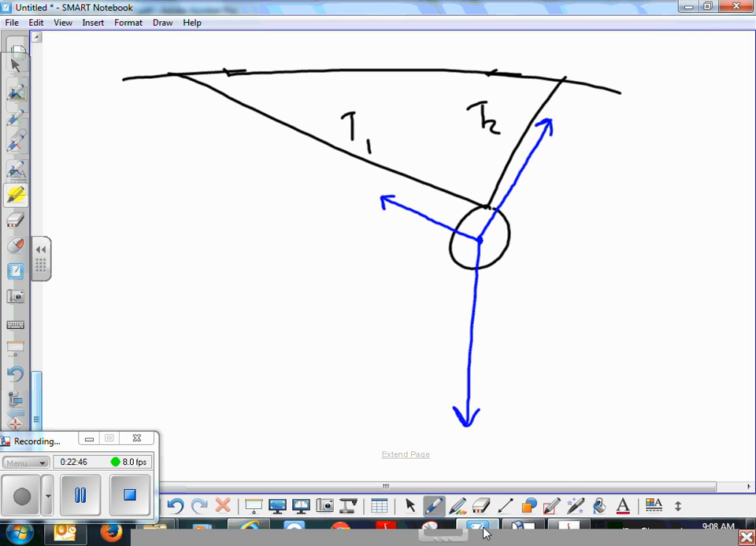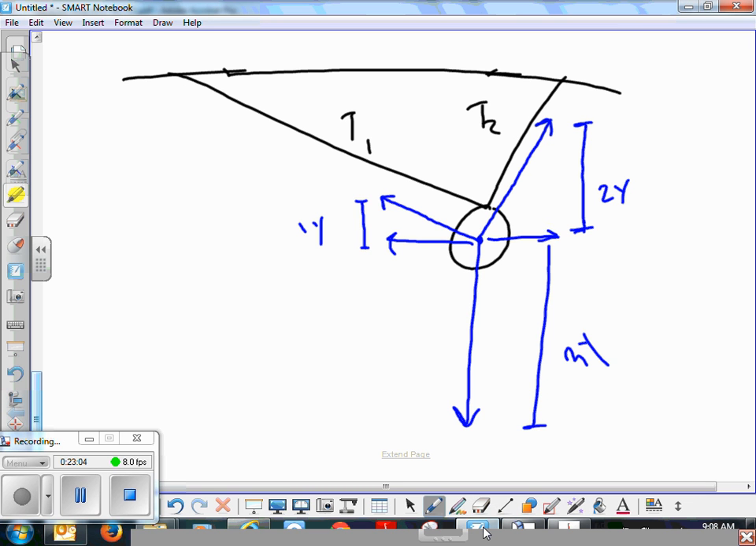And that would be a decent free body diagram, keeping in mind if this is 3y, then this must be how many y? 2y, and then this would be 1y. And then these x's are going to be equal to each other. But the actual free body diagram is in the red only. We see what it's formed by looking at the x and y components.